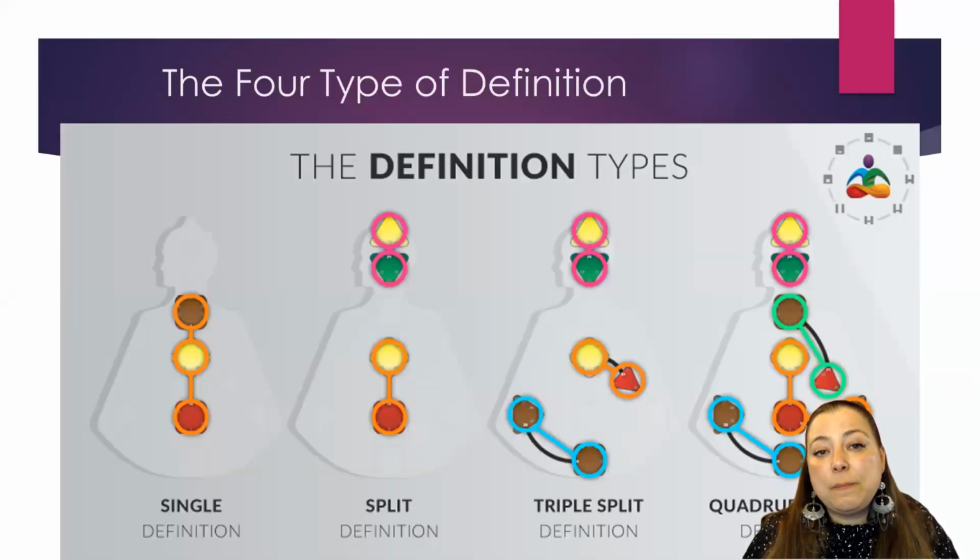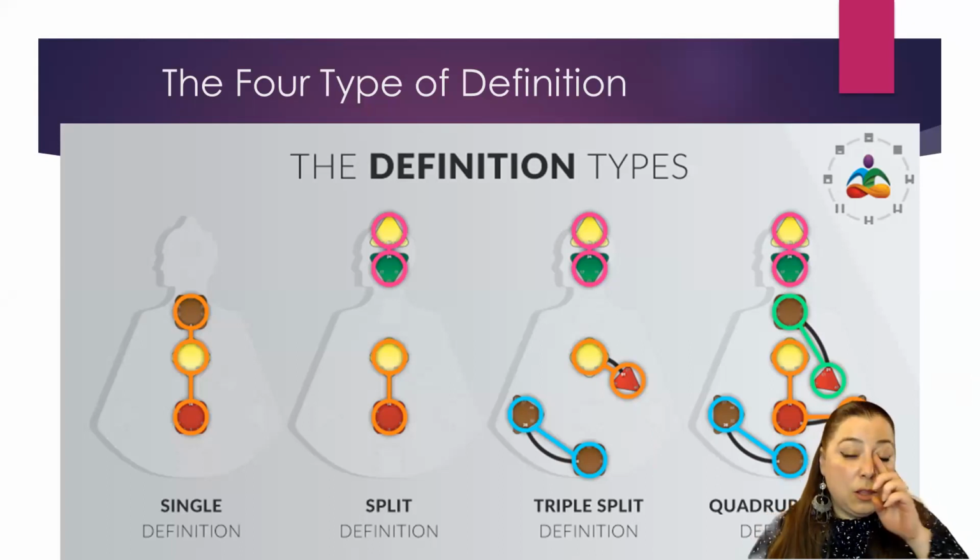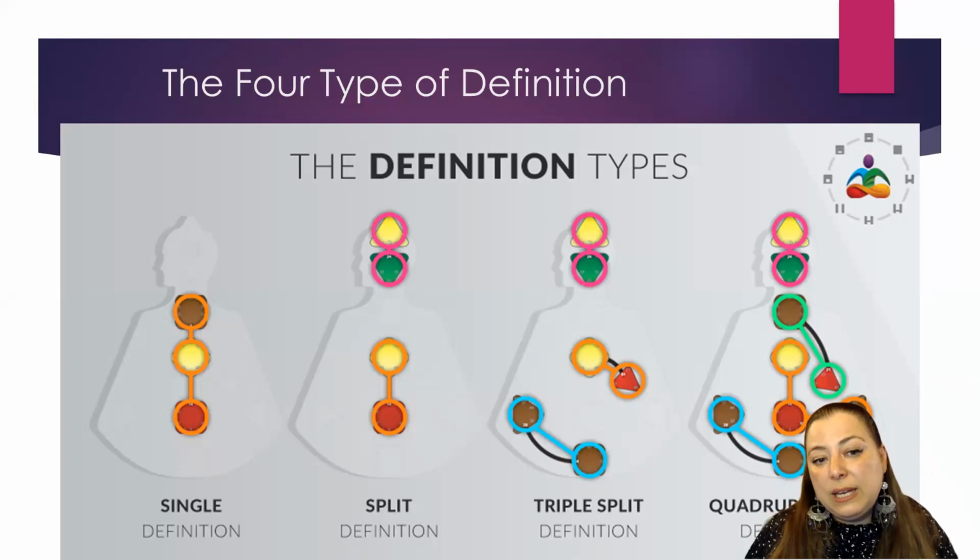So we have four types of definition, which is single definition. Then we have all the centers in the body graph connected, so there is a continuous communication between those centers. Those people don't really need the other. They feel whole within themselves. And the main conditioning force are the open centers.